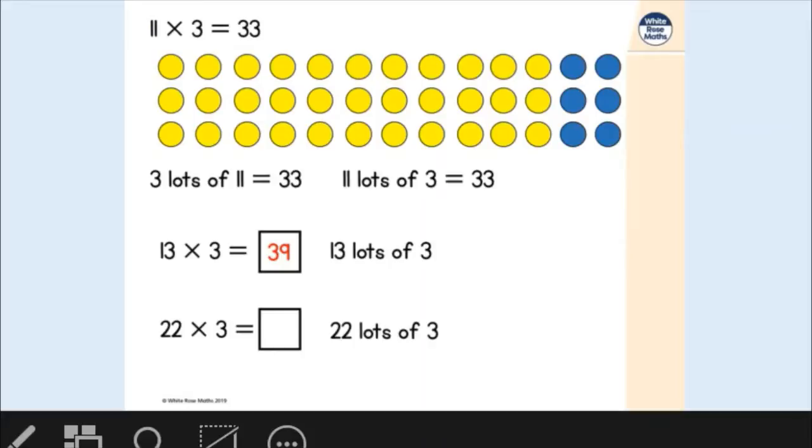So you can imagine 11 lots of 3 at the top in yellow. We need another 11 lots of 3. If we could draw them, if we counted those up, it would double to 66. So that's how we can use one multiplication fact which we know to find out others.